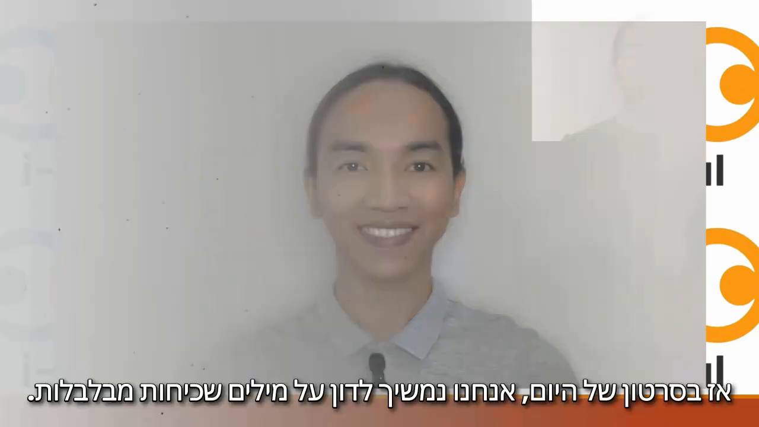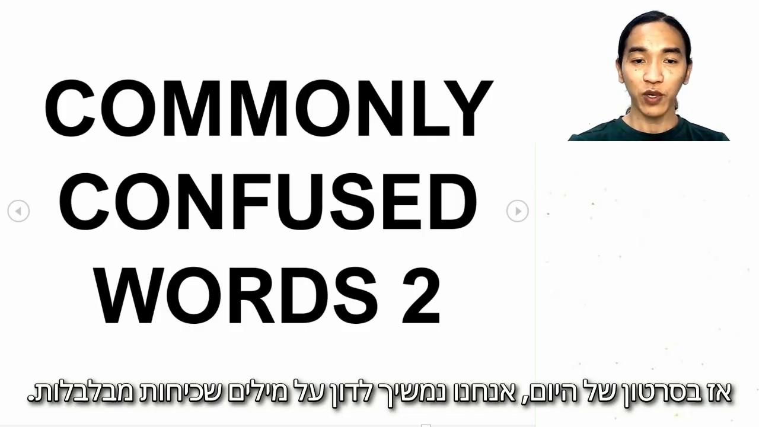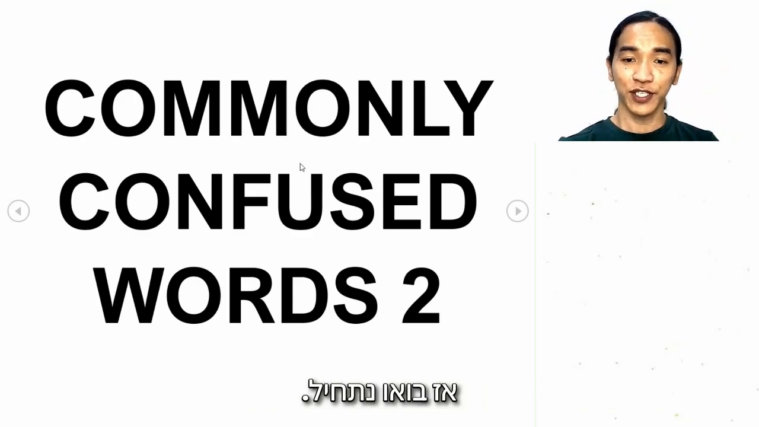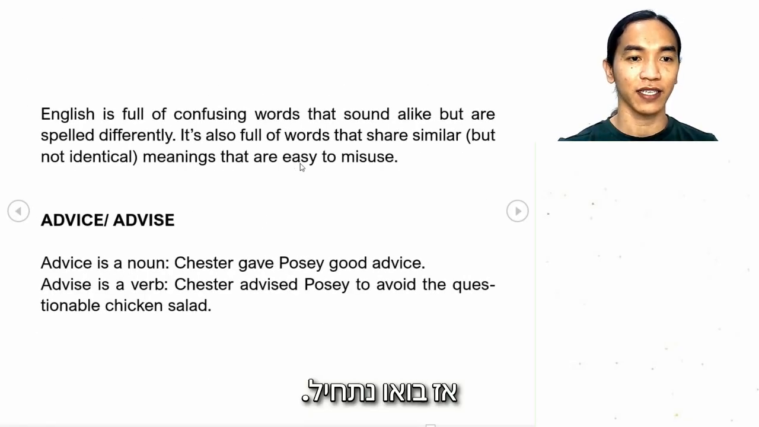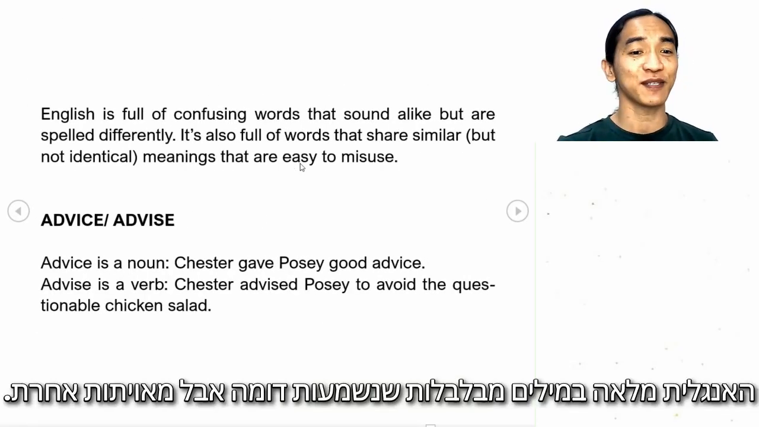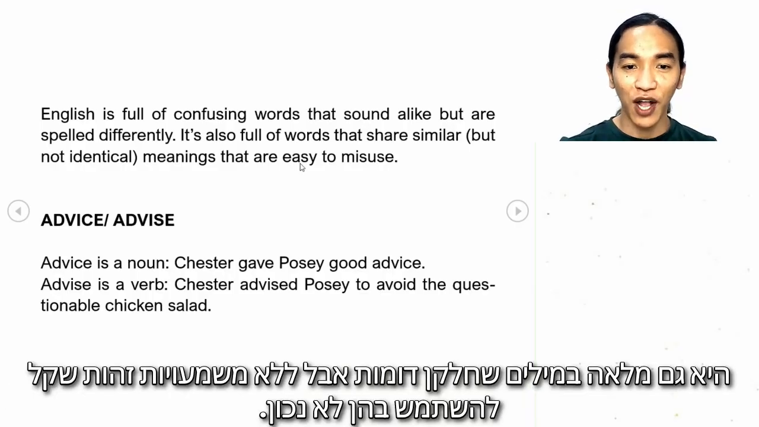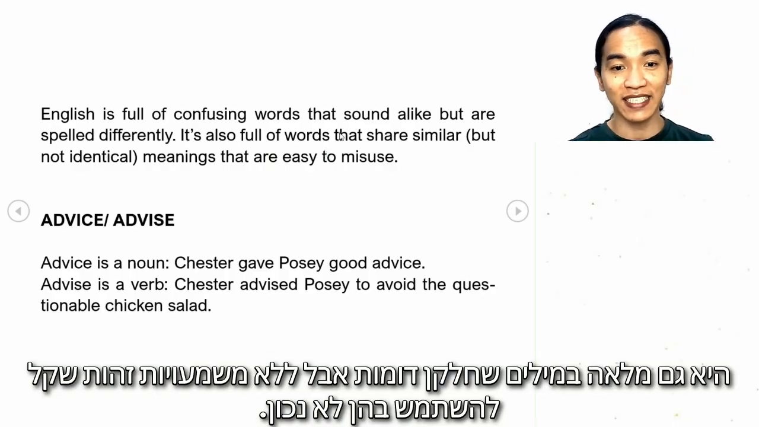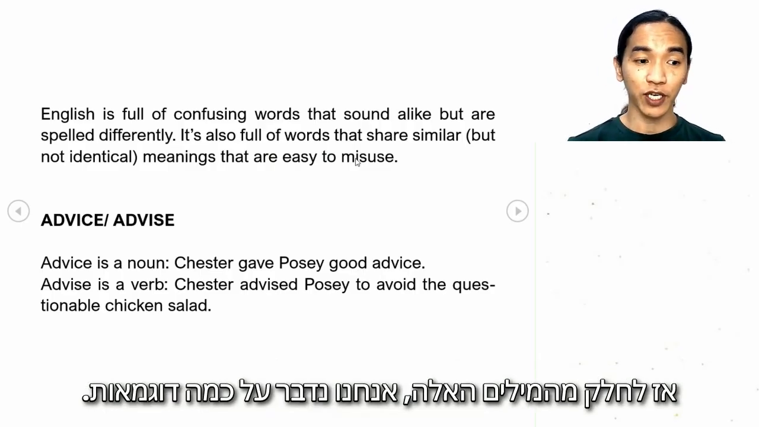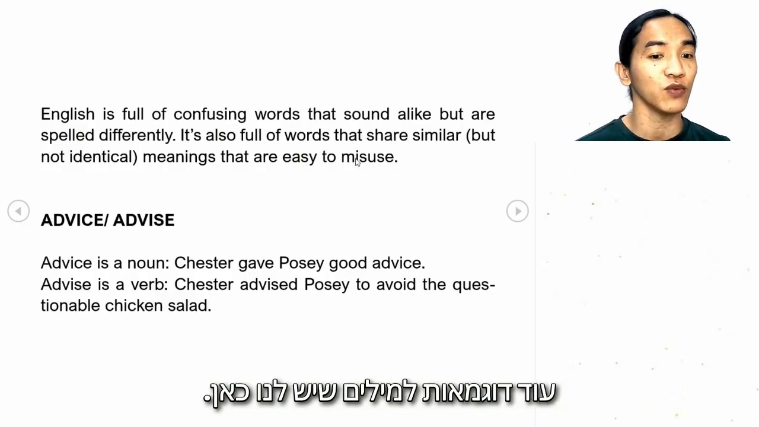Let's go. So for today's video, we will be continuing discussing about commonly confused words. So this is the second part. So let's go ahead and start. English is full of confusing words that sound alike but are spelled differently. It is also full of words that share similar but not identical meanings that are easy to misuse. Okay, so part of those words we will be talking about some examples. Okay, more examples of words that we have here.